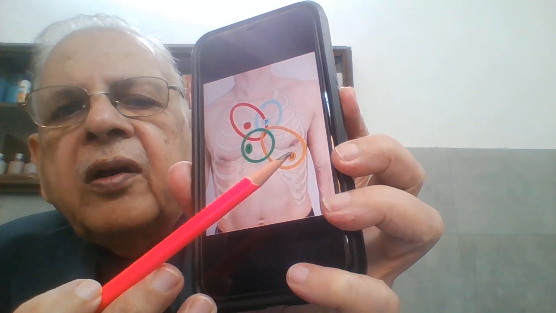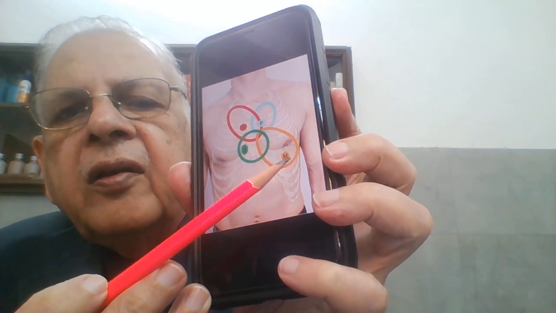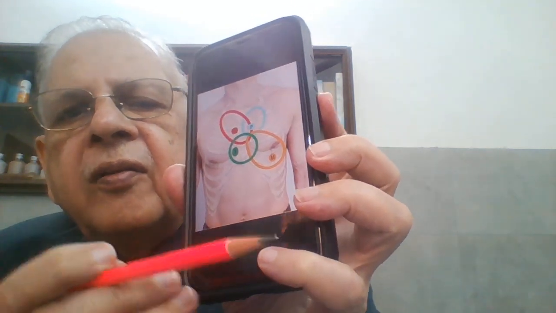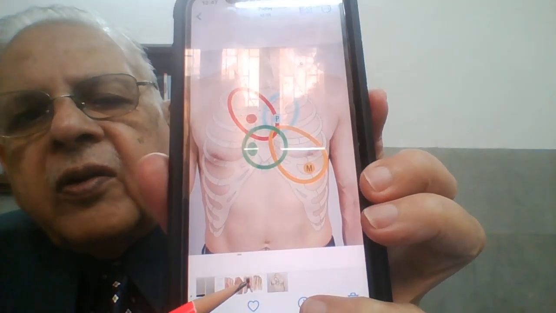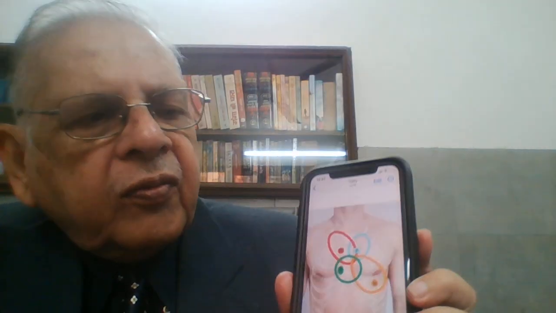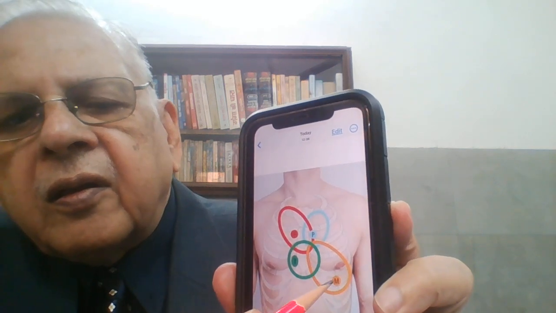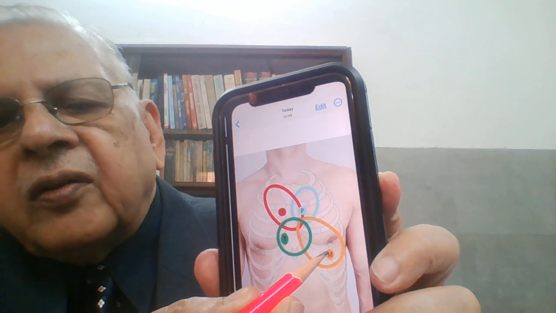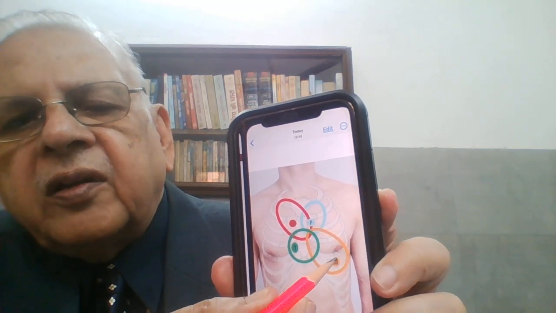This is below and inside the left nipple. This is the left nipple, and immediately below would be this area. It is slightly inside the line drawn from the nipple. You see? Now see very carefully. Let me put the pencil here. See this area. This is the area which I am pointing out. This is called the mitral area. The sounds produced at the mitral valve are best heard in this area.